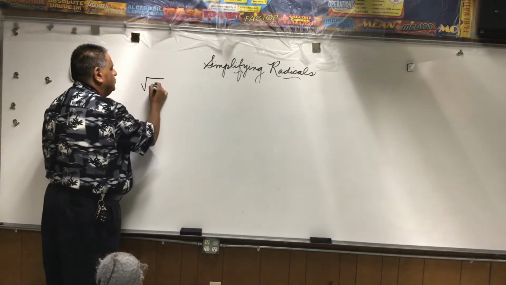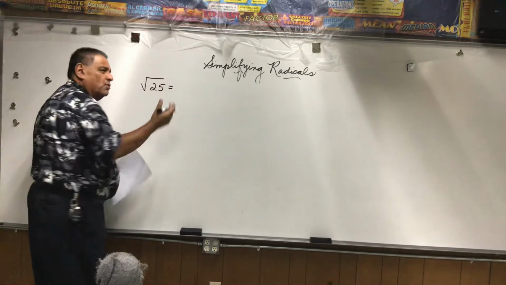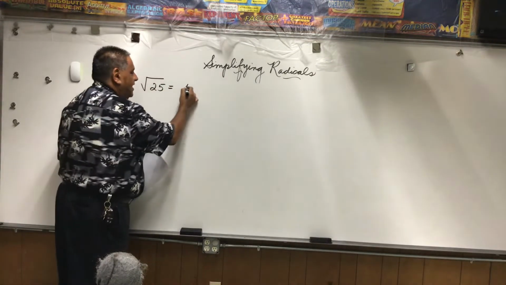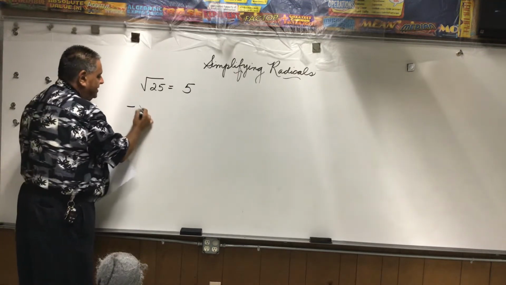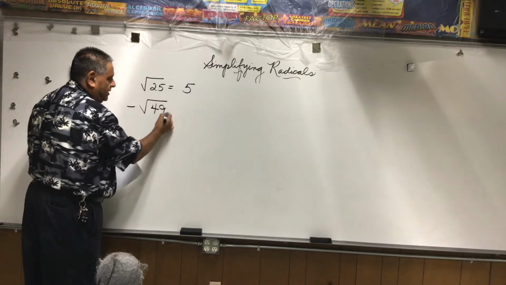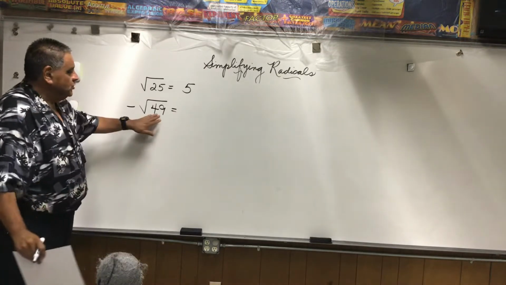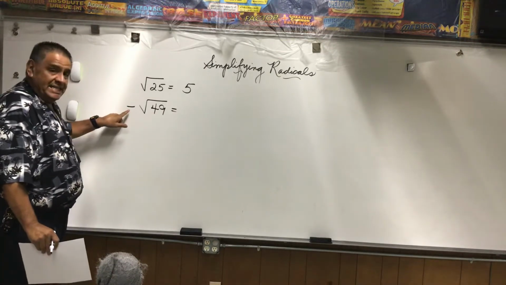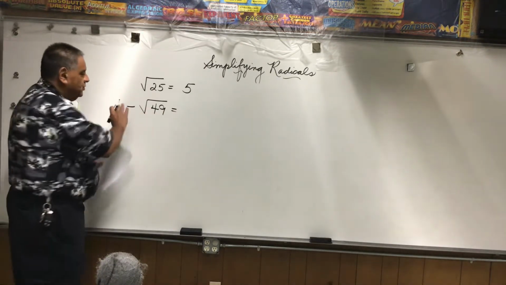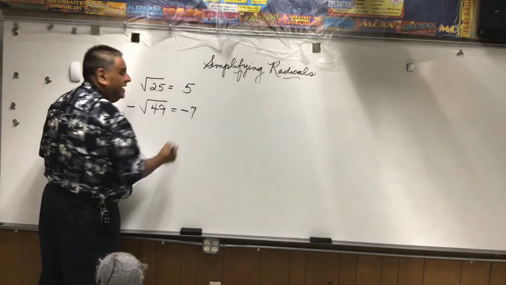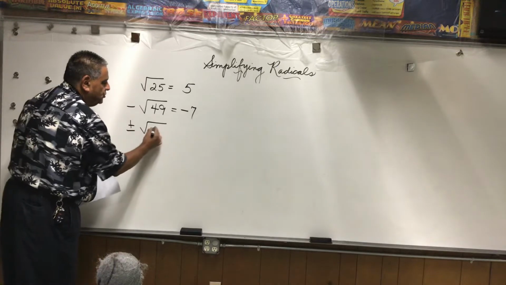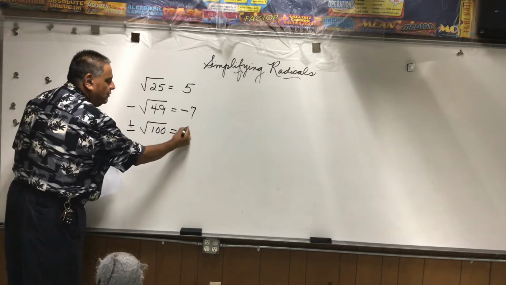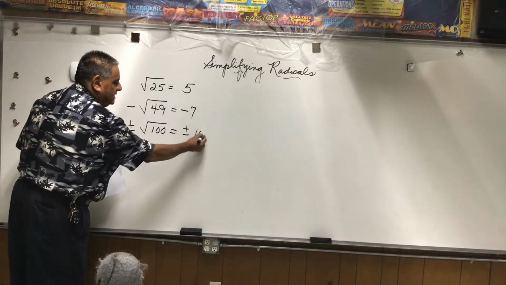We have the square root of 25. Square root of 25, everybody knows, is 5. All right? We have the next one where we have a sign, a negative square root of 49. Now that's not the square root of negative 49, it's the negative square root of 49, which we just carry the sign over, negative 7. Same thing with the plus or minus, square root of 100, we still have plus or minus 10.